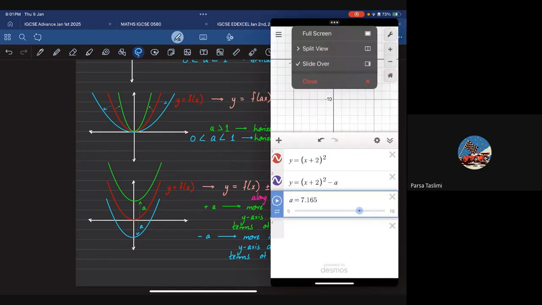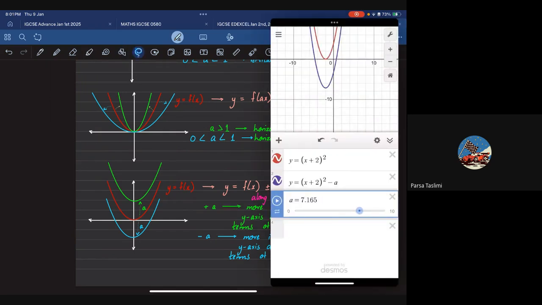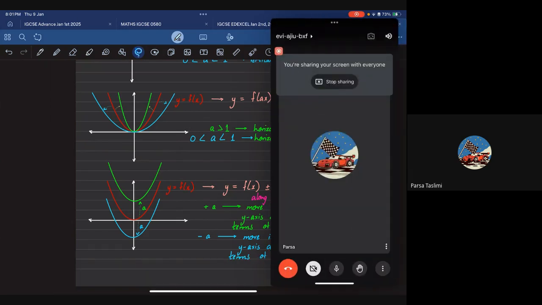Is this clear? Yeah, Nufal? Yes, sir. Clear. All right.